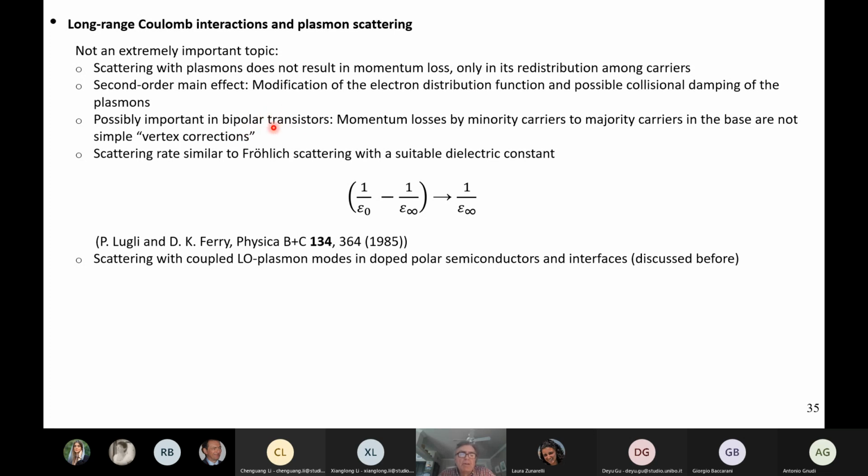In a bipolar transistor, the situation may be different. For example, a minority electron interacting with the whole plasma in the base of an NPN bipolar transistor can exchange momentum with the whole plasma, and these holes can leave through the base contact before decaying back into electron-hole pairs in the base. So that can result in a net loss of momentum, and so it affects directly the mobility of electrons in the base of bipolar transistors.